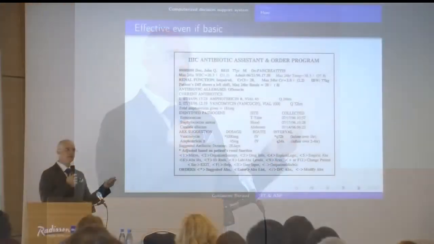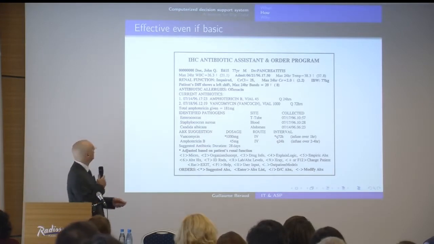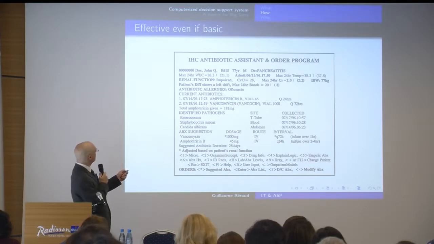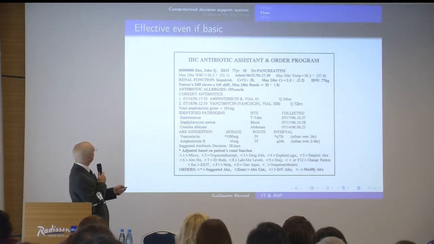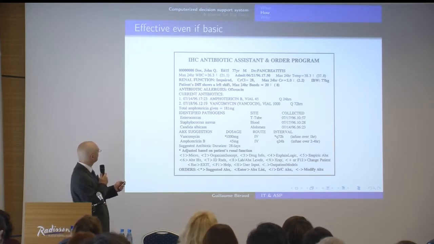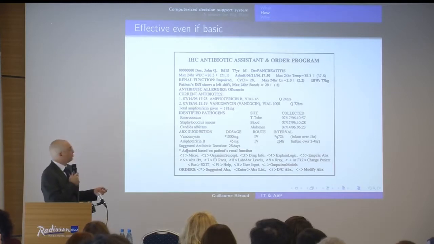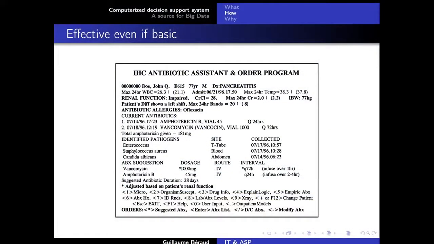Okay, it's very basic. It's very 1998, but everything is here. You've got the patient, the last white blood cell result, the last temperature, the weight, the ideal weight, creatinine and renal function, so you know if you need to adapt. You've got allergies, the current antibiotics, the pathogen, everything in the same place. Okay, it's basic, but it's useful. It's just what we need, 20 years ago, isn't it?